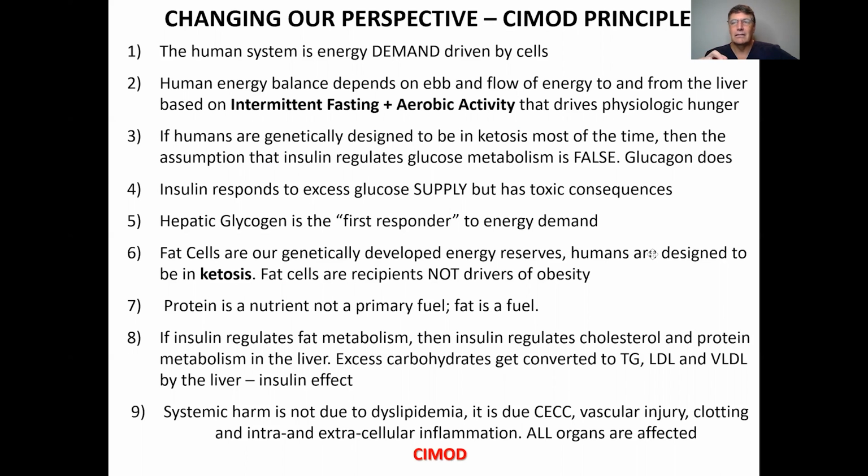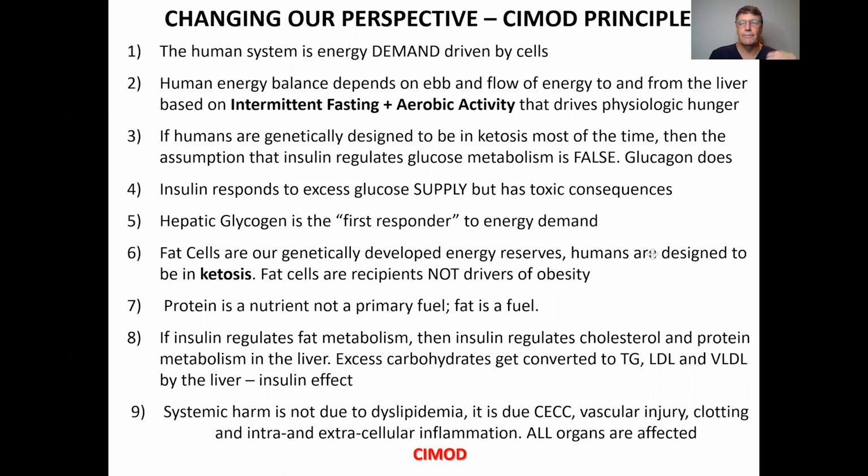Because that, in a ketogenic environment, is the responsibility of glucagon. Insulin only responds to glucose supply, but in excess, that has toxic consequences, particularly under conditions of insulin resistance, and that's measurable.